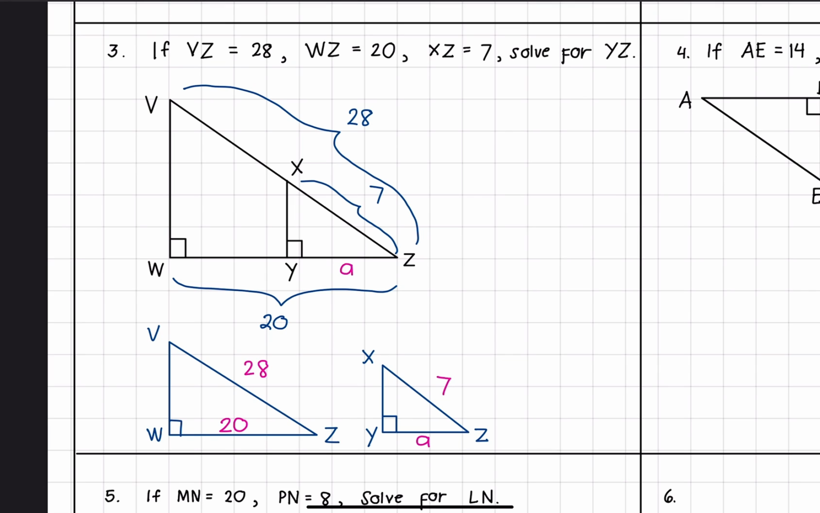What are the sides that we can compare? 28 corresponds to 7. So I can create a proportion. 28 is to 7 is equal to 20 corresponds to A. So equals 20 over A.